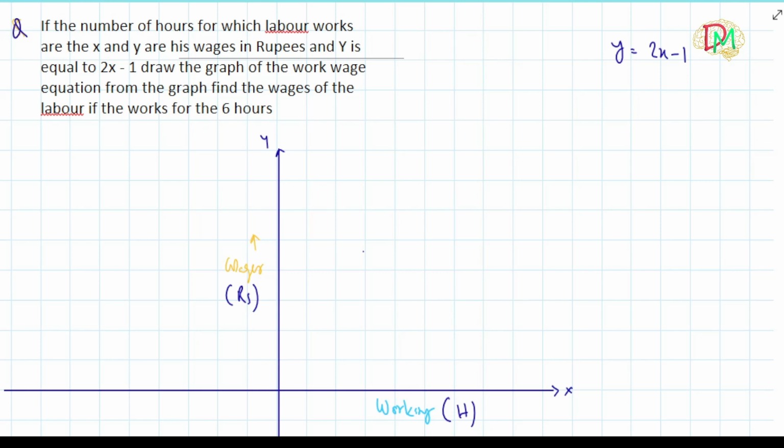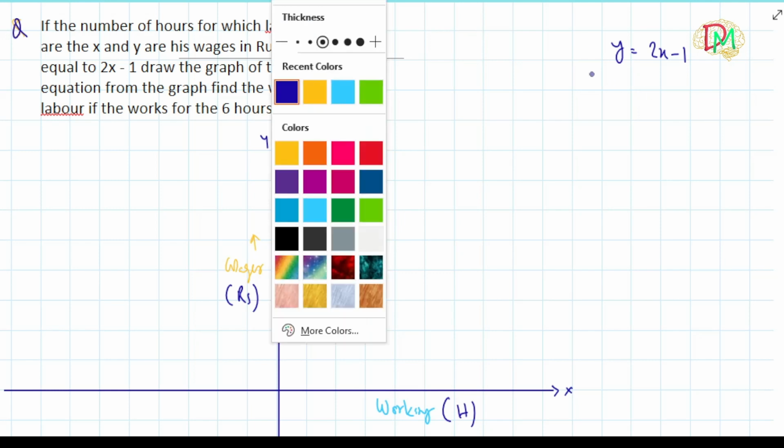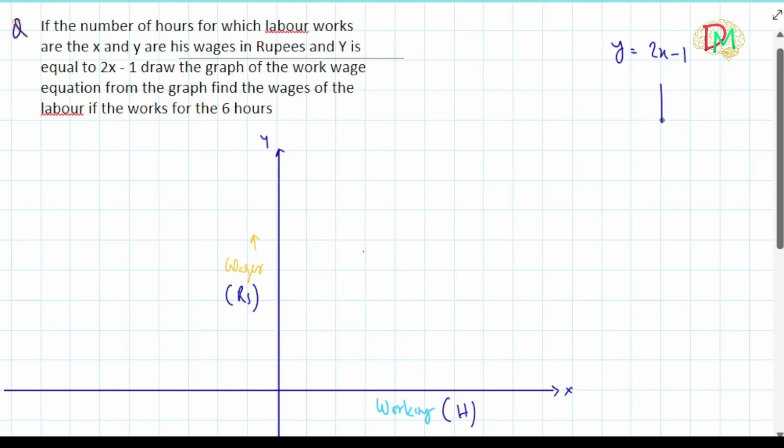First we have to find at least two coordinates from the given equation. So we have to choose the values of x and y. We know that one point is when x is equal to 0, and another point is when y is equal to 0. Now if x is equal to 0, then y will be minus 1. If y is equal to 0, then x will be half. Another point, if we take x as 1, then y is equal to 1. So three points are enough.